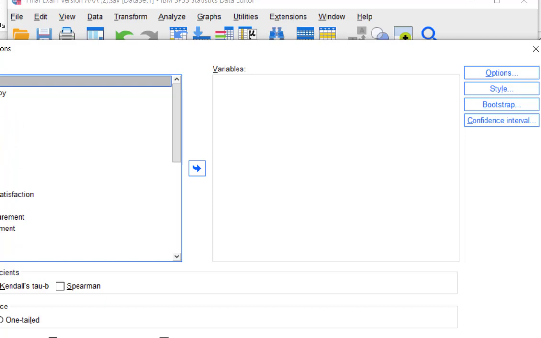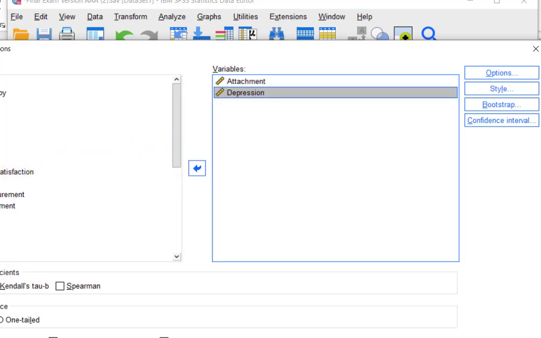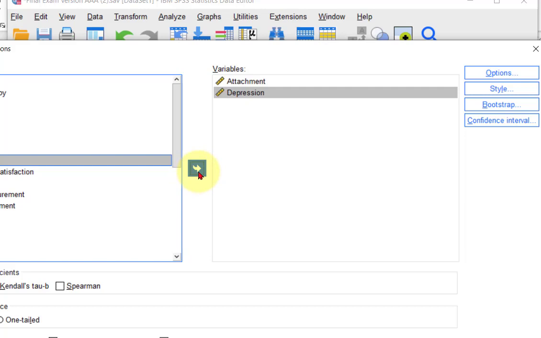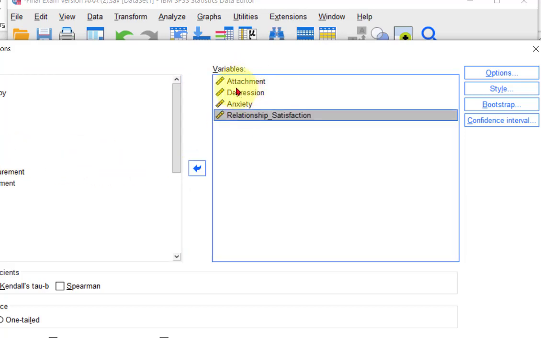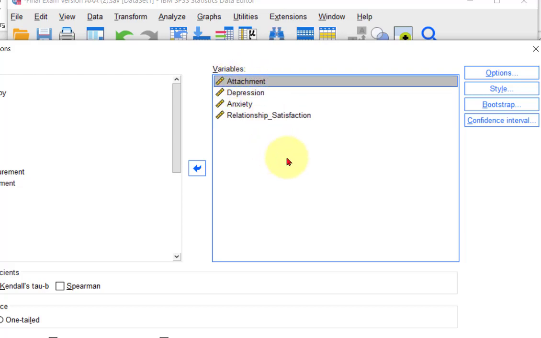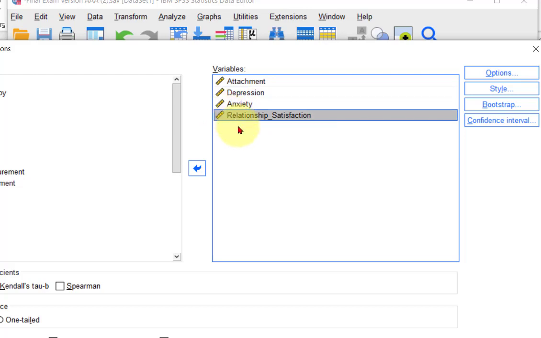And what was it? It was attachment, depression, anxiety, and relationship satisfaction. Okay, attachment measures how strong a person feels he belongs to something, right? Like a family. Usually a person with strong attachment feels like he or she is part of a family. Depression is sadness. Anxiety is anxiety. And relationship satisfaction, right? How in love you are with everybody.